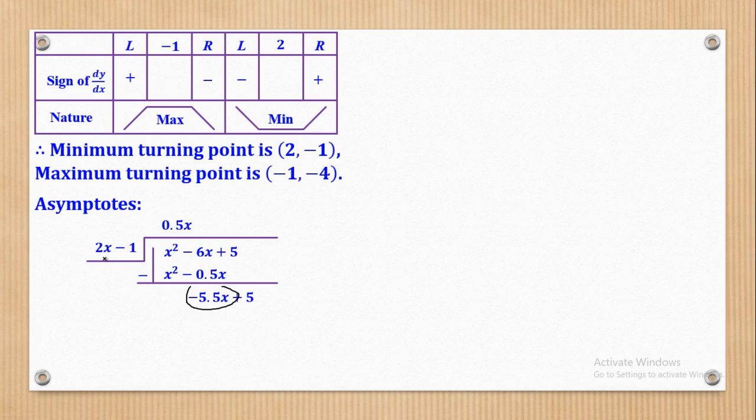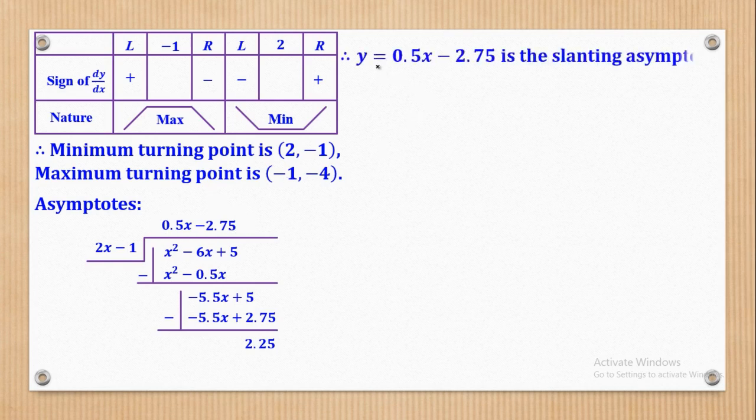Now, this divided by this, you come up with negative 2.75. Then negative 2.75 multiplied by the whole of this, you come up with that. Then when I subtract these two, I'll come up with that. There you stop, because here this one is a constant and this one has degree 1. Now, like I said, this quotient is what we call the slanting asymptote. So I conclude that y = 0.5x + 2.75 is the slanting asymptote.